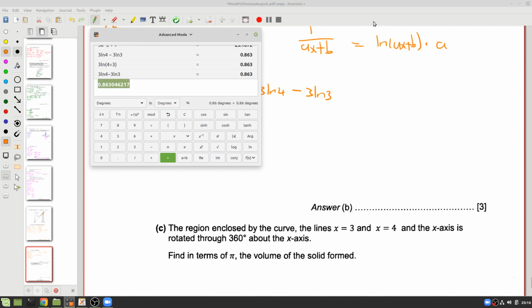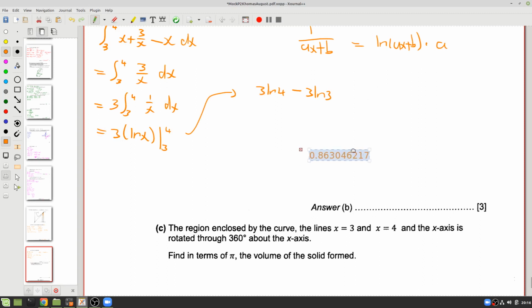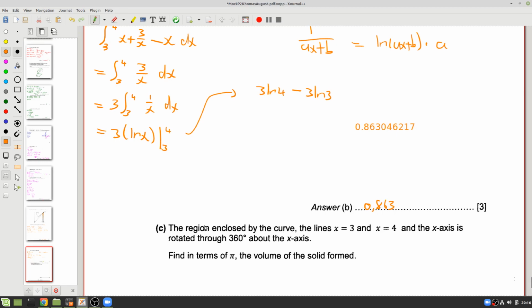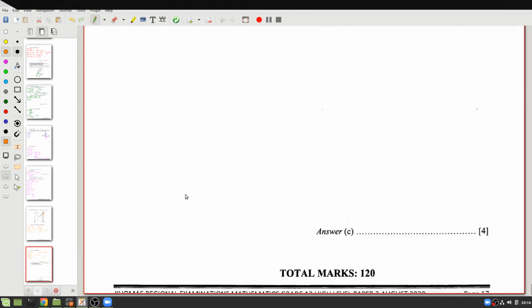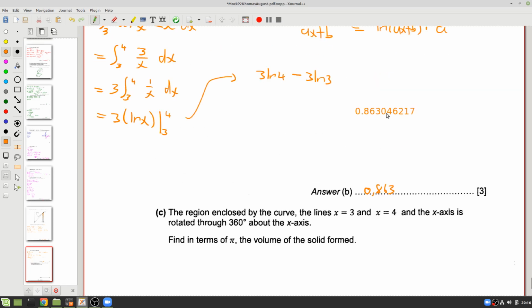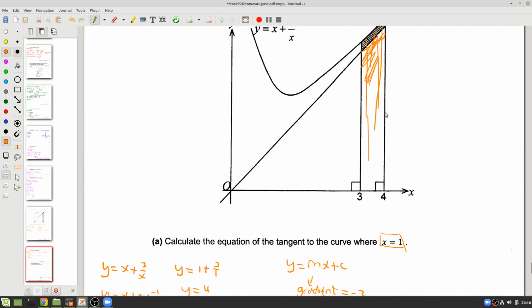Okay, so I'm going to copy that and paste it here. And then we just want to round that off to 3 significant figures as per the instruction page. So 0.863. Perfect. Okay, now question C, and that is the last question for the paper. Nice, we've made it. The region enclosed by the curve, the lines x equals 3 and x equals 4 and the x-axis. Okay, so let's see, what are we talking about?